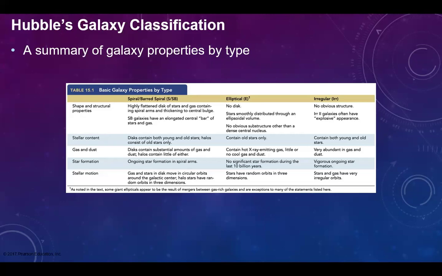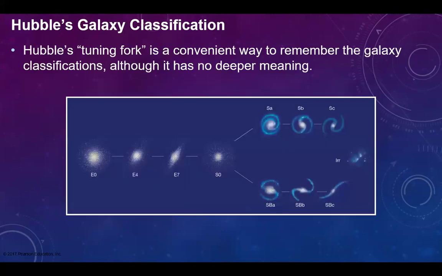Irregular galaxies have no obvious structure. They often have an explosive appearance. Irregular galaxies contain both young and old stars. They're very abundant in gas and dust. They tend to have very vigorous ongoing star formation. And the stars and the gas all have regular orbits.